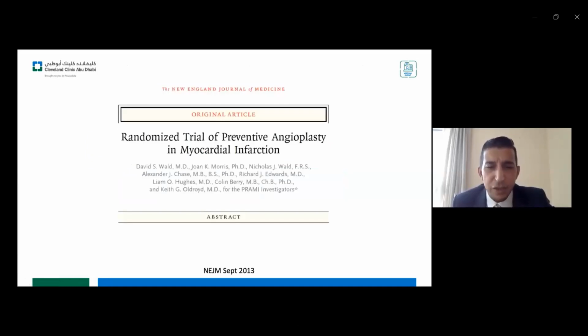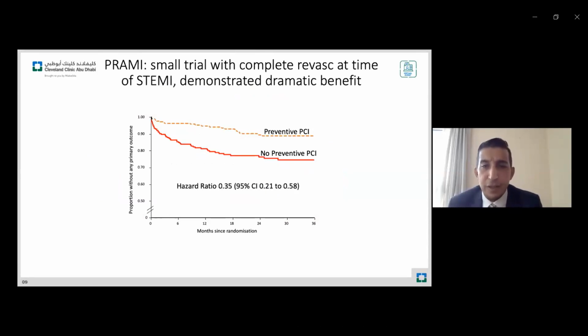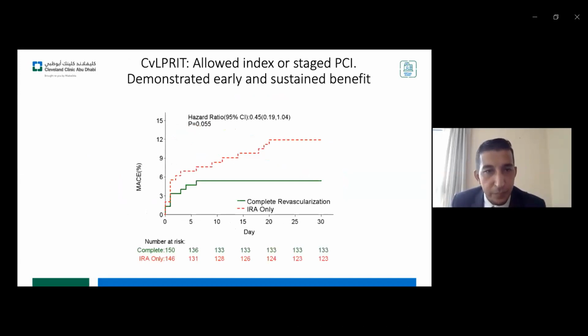The first major randomized trial looking at this was the PRIME trial. It was a small trial, but it really shook up the field. It used complete revascularization at the time of the STEMI. At the same procedural time, it showed that PCI of the non-culprit vessels dramatically reduced MACE, with a 65% reduction in MACE. And that persisted out to 3 years.